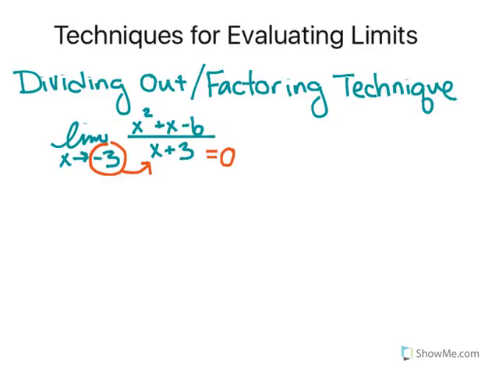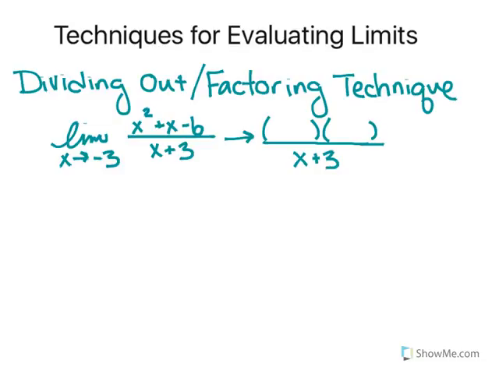In this technique, our goal is to cancel something out or divide something out to simplify this and then re-plug it back in. So let me get rid of this real quick and I will show you how to do it. In the numerator, I can factor x squared plus x minus 6. So we're going to set up our two sets of parentheses. My denominator is still x plus 3. That's not going to change.